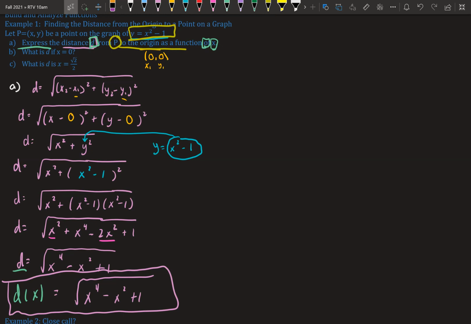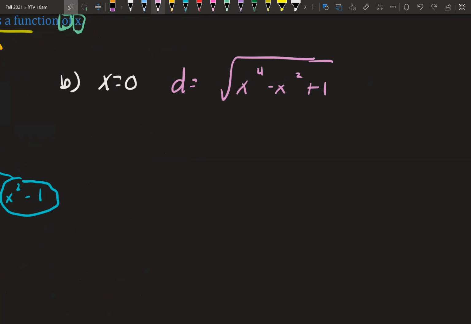Okie dokie. Let's keep going to B. So B is, what is D if x is 0? So we have x of 0, and then it wants the distance of that. So we're going to plug it into our model that we just found. So let's plug it in. After we plug it in, I'll draw a picture to show you what we just did. You don't have to draw the picture at all, but I'm going to show you with the picture what we're finding. So let's plug in 0.